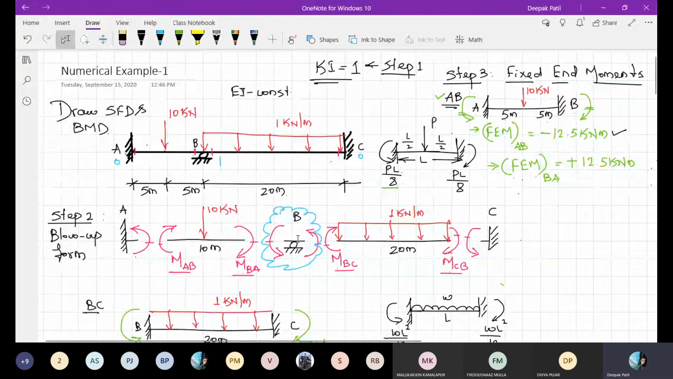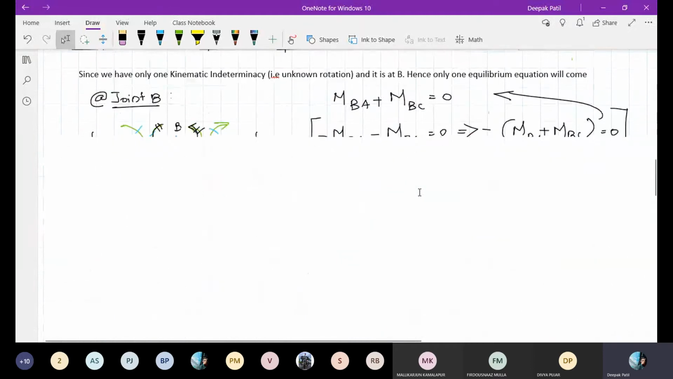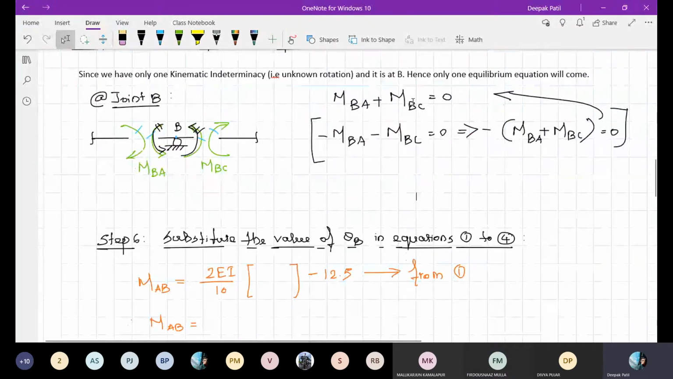But at joint B, we can arrive at one equilibrium equation. That is, MBA plus MBC equal to 0. So I took joint B. If another joint in this beam is also a roller support, then that also should be taken, and that will be a second equilibrium equation. Those kinds of examples I will take after this example. So at joint B, you know that the net moment is 0, so you can easily write the equilibrium equation as MBA plus MBC equal to 0.